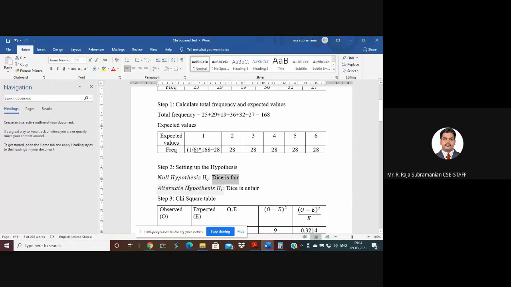So what does the theory say? Theory says that if you prove that the null hypothesis is accepted, it automatically proves that the alternate hypothesis is rejected. And on the contrary, if the null hypothesis is rejected, it automatically says that the alternate hypothesis is accepted. So ultimately, whatever you say in the null hypothesis, the alternate hypothesis is the opposite. If the null hypothesis says that the dice is fair, then the alternate hypothesis says that the dice is unfair. So this is the thing.